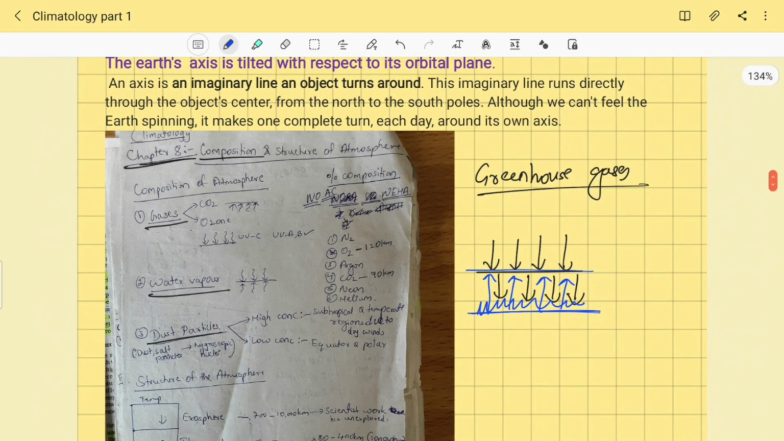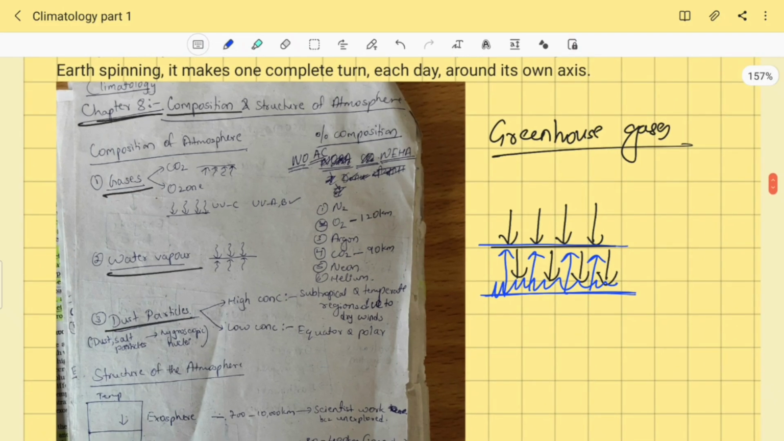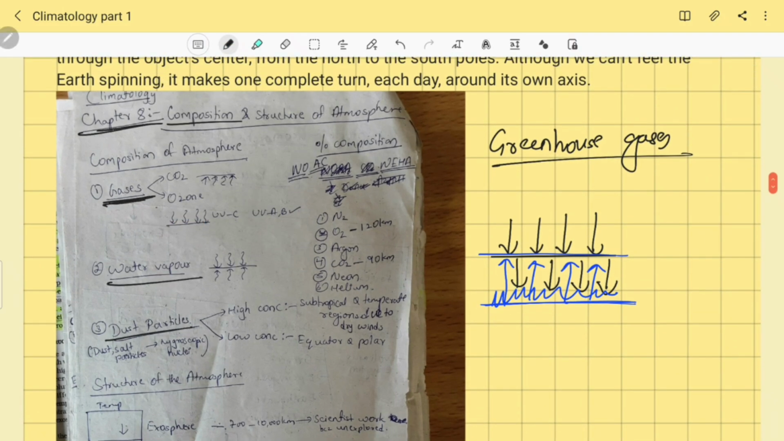So let's study now about the composition. Let's come back and study about the composition of atmosphere. So first we'll study about the gases. We know that among gases we have carbon dioxide and then we have ozone. But before studying about the gases, let's study what is the percentage composition of gases in our atmosphere.